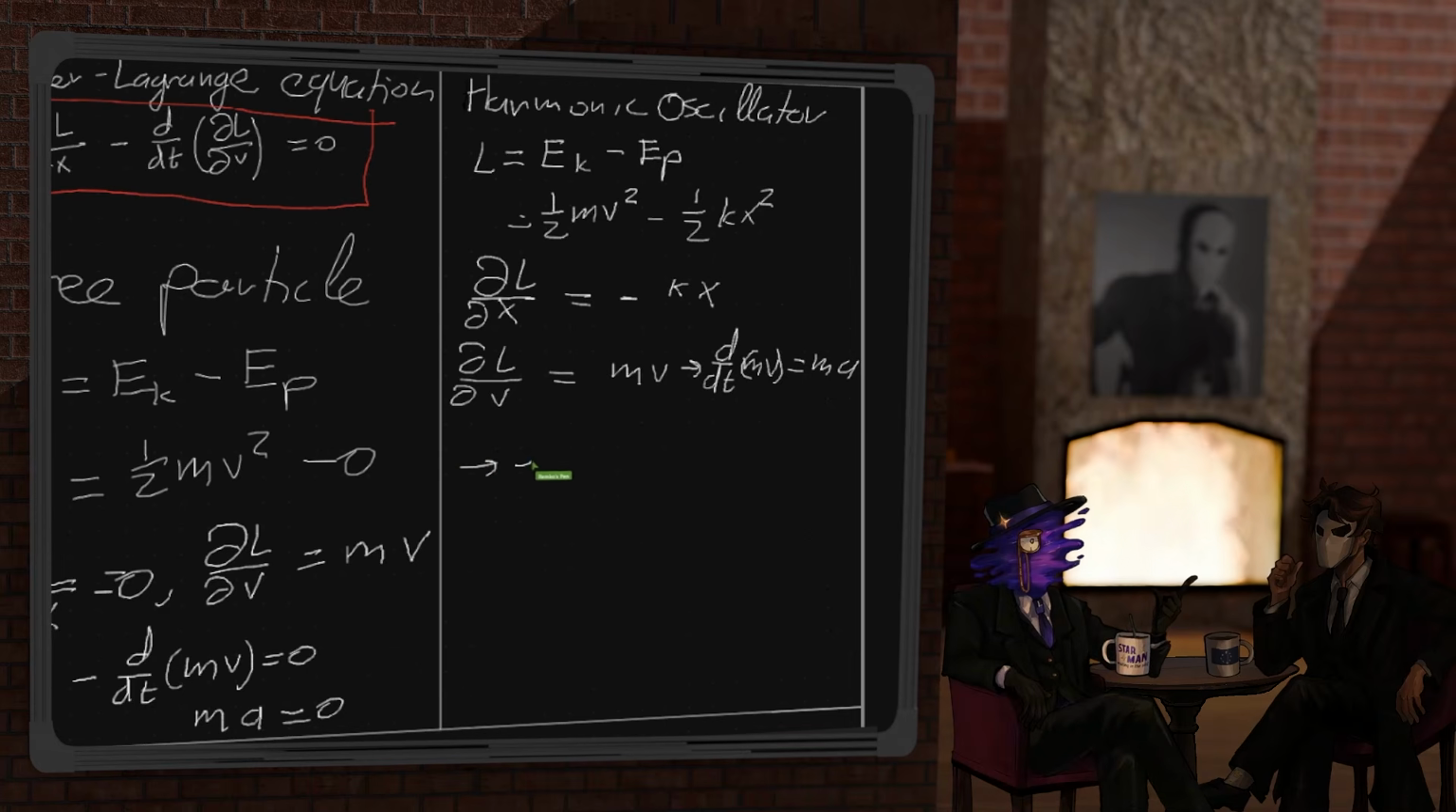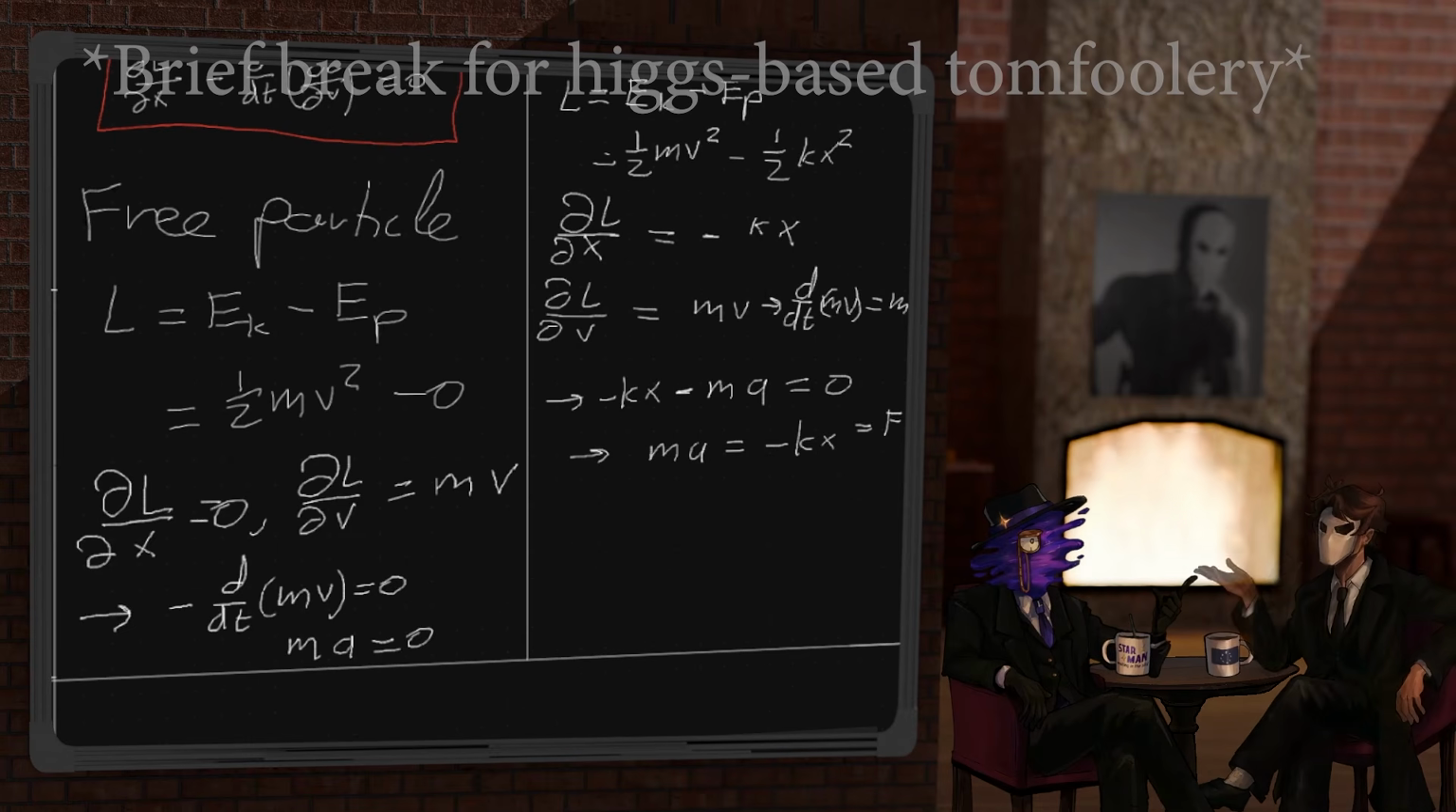We got minus kx from our derivative with respect to x. We then get a minus, and then we get ma, and this needs to equal 0. So if we rewrite this, we get exactly ma equals minus kx. And this is exactly the force that we found before. Once again, perhaps we can show the potential of that one.